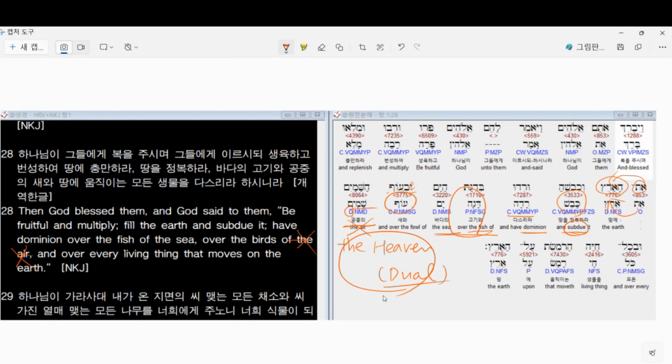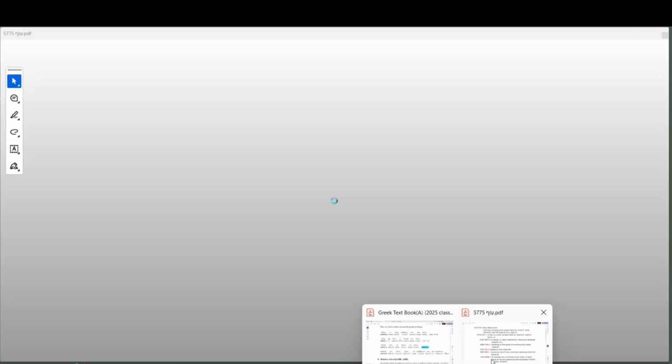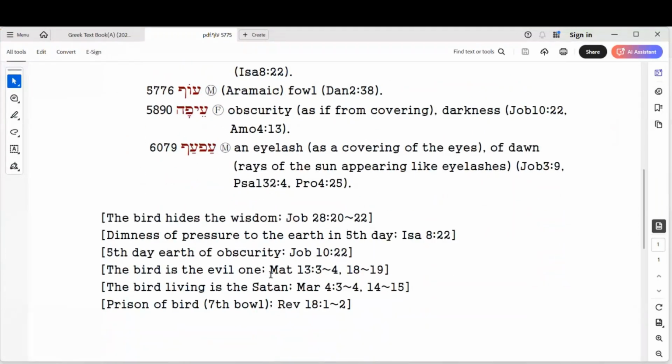About the bird, we studied the fifth day process, where the bird is increasing, which is the evil one, the wicked one, increasing in the fifth day by receiving the knowledge from the bird and the serpent. So in the word study until the last class, we studied Matthew and Mark, where the bird is the evil one. Bird living is Satan.